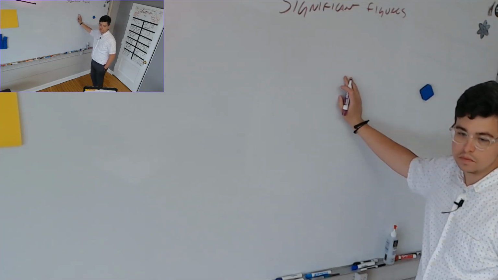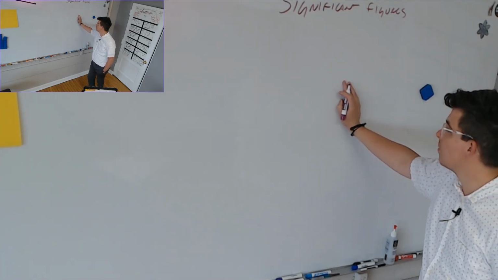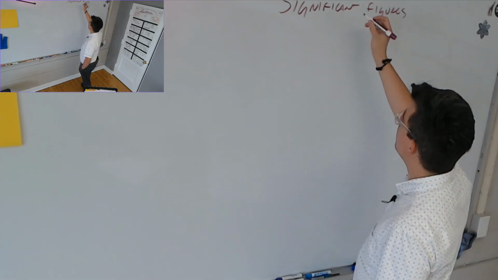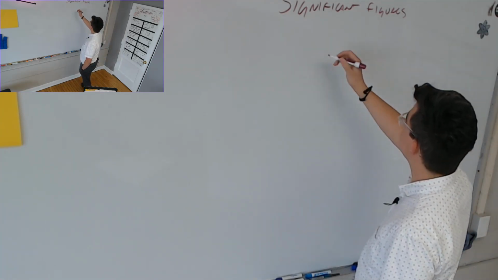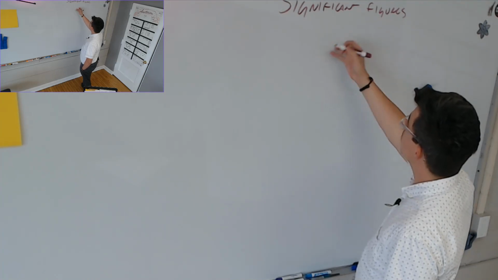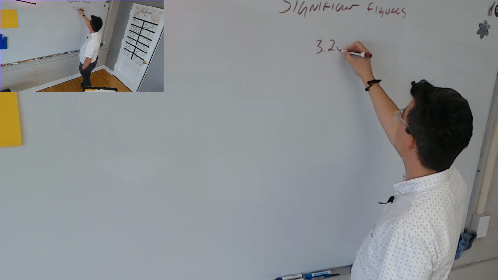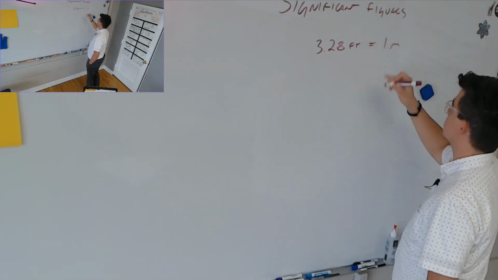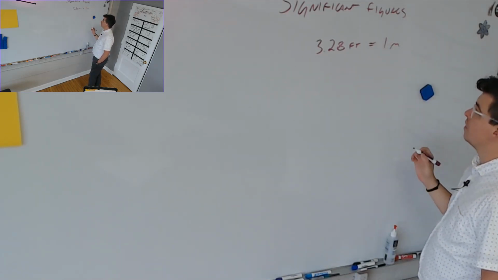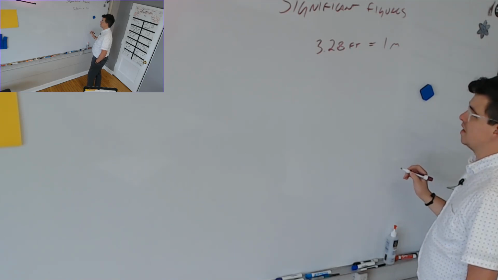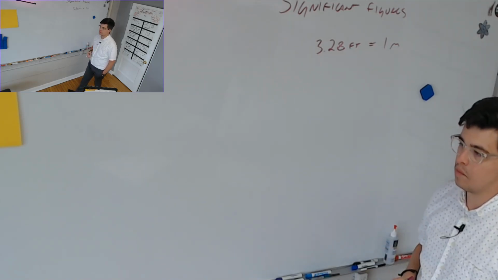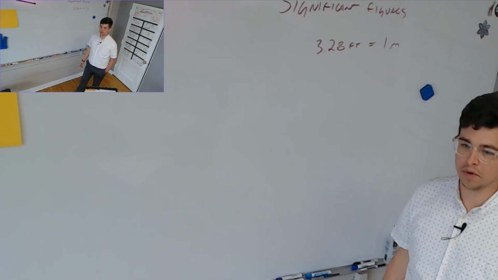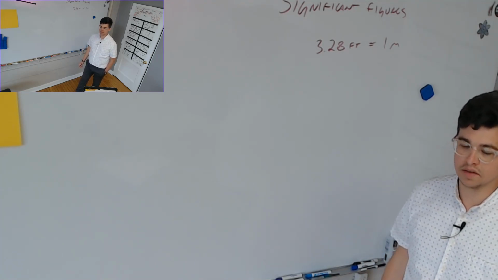Yes? We also talked about how 3.28 feet is not exact. That's right. We did talk about that. Thank you. 3.28 feet equals 1 meter is not exact. What does exactness mean? Exactness indicates what property of data analysis?